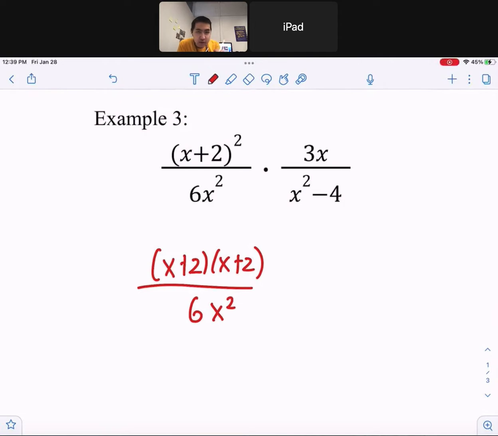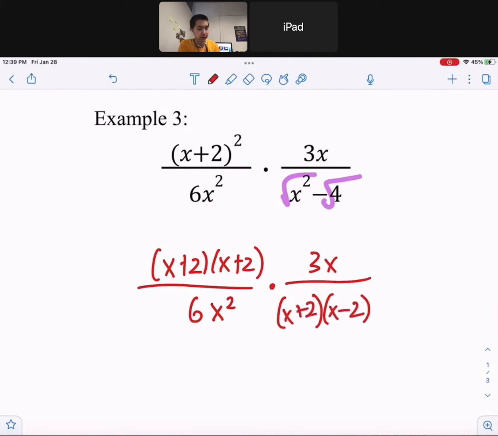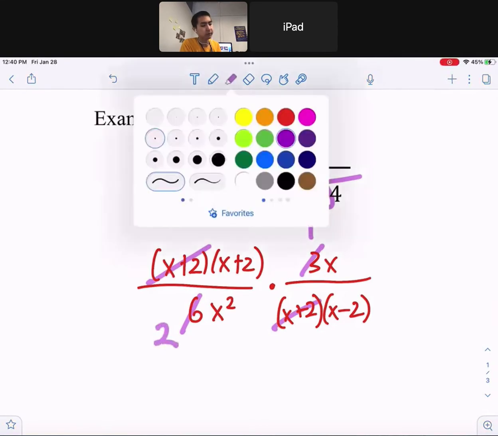Okay, so as I was saying, x plus 2 squared, and then 6x to the second times 3x. Now this x squared minus 4, you can factor that by doing a difference of squares factoring, right? What times itself is x squared? x times x. What times itself is 4? 2 times 2, plus and minus. Now let's cancel. The x plus 2's cancel. This 3 cancels off with this 6, so 3 divided by 3 will just leave a 1. 6 divided by 3 will give you 2.